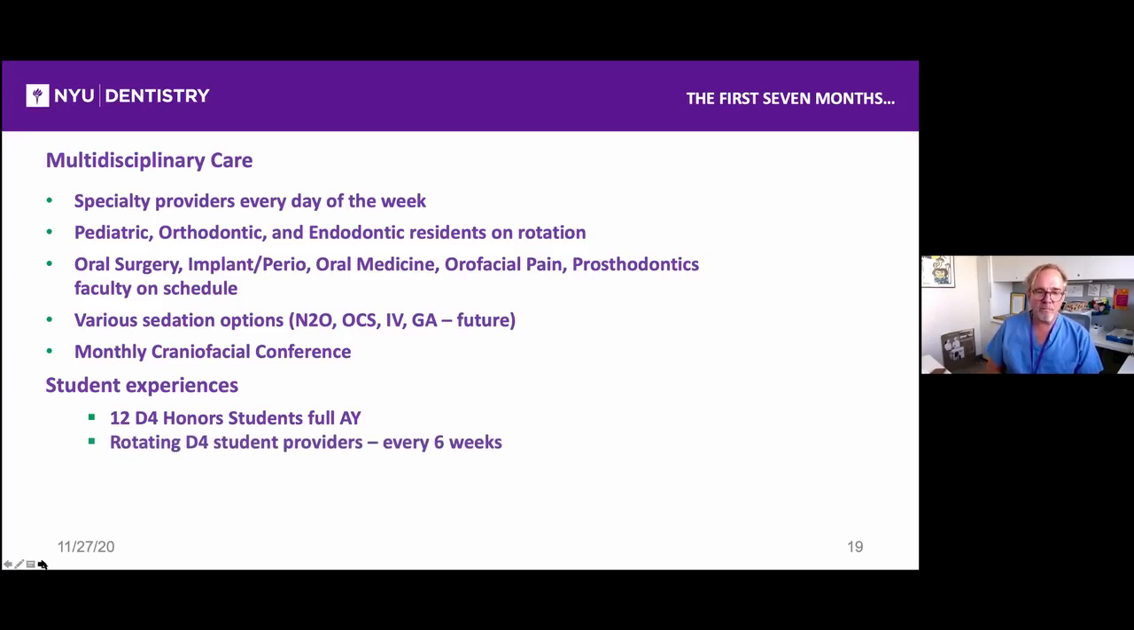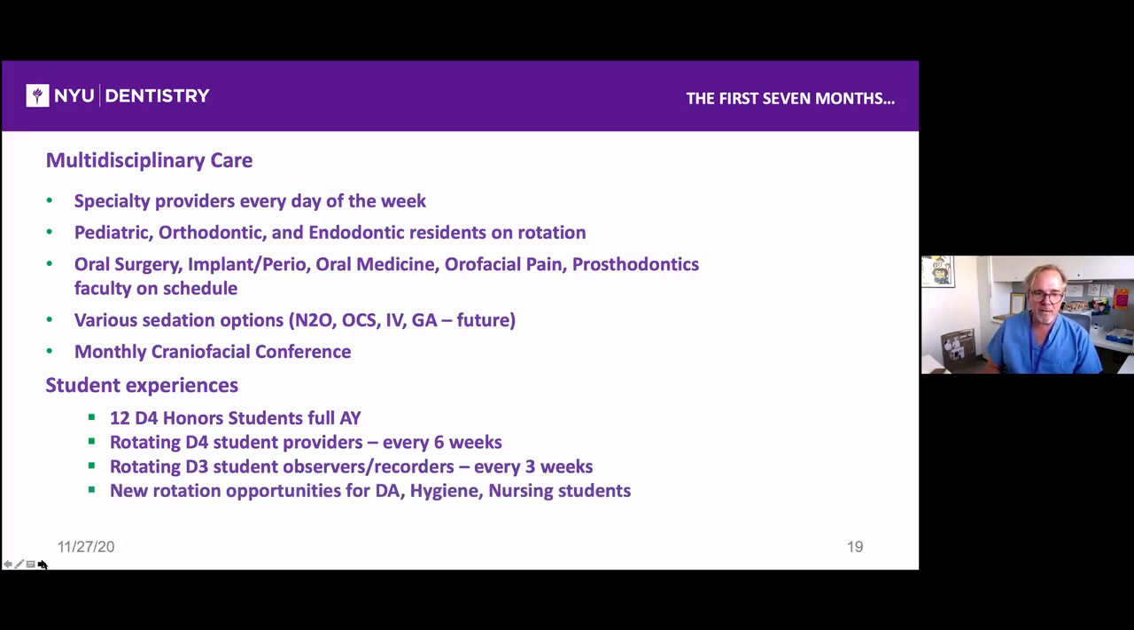We have rotating fourth year dental students. Up until the pandemic, they were here for 6 weeks at a time. So they would spend a full 6 weeks here at the center treating patients in special health care with special needs. And so it was really a wonderful experience for them. We also have rotating third year dental students who were observers, and they were here for 3 week periods of time.